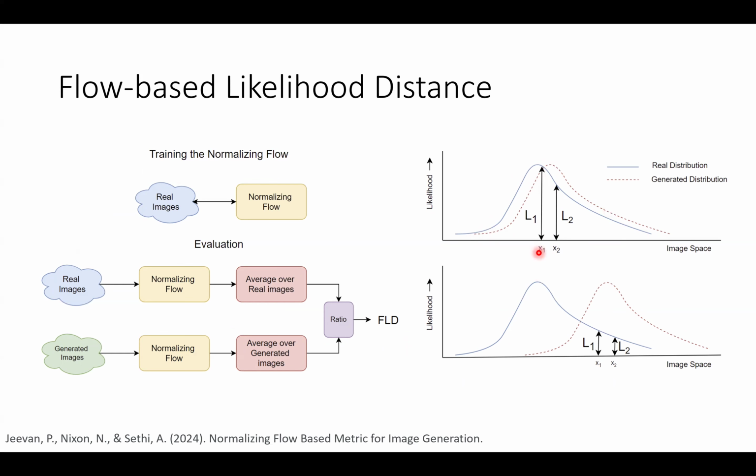And when we compute the likelihood, let's say x1 is the real image. So we get this likelihood, and if x2 is the generated image, the likelihood with respect to the real distribution will also be pretty high because it's lying closer to the real data. But if it is much further away, like x2 is a generated image lying here, the likelihood obtained with respect to the real distribution will be pretty low. So by taking a ratio between these two, we can get a sense of how far the distributions are from each other.